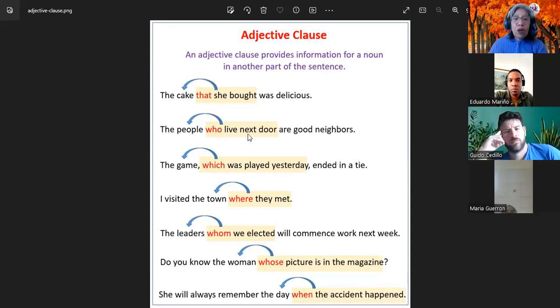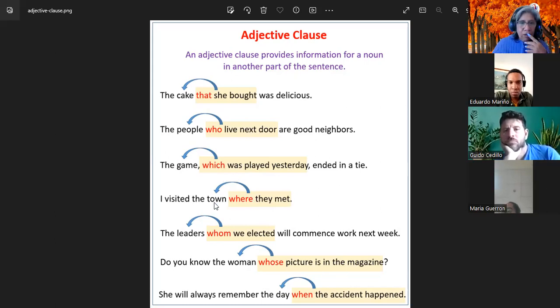The people who live next door are good neighbors. This clause that is in pink refers to the people. The game, which was played yesterday, ended in a tie. It's a tie, the same number of points, okay? Which refers to the game. I visited the town where they met. So where refers to the town.